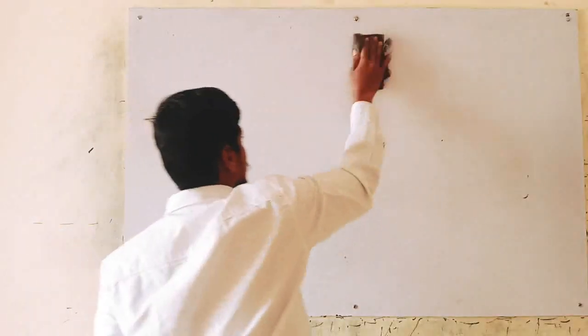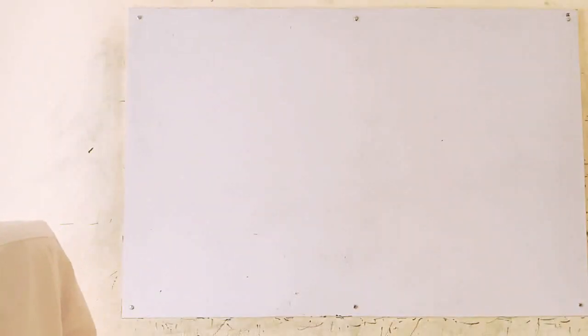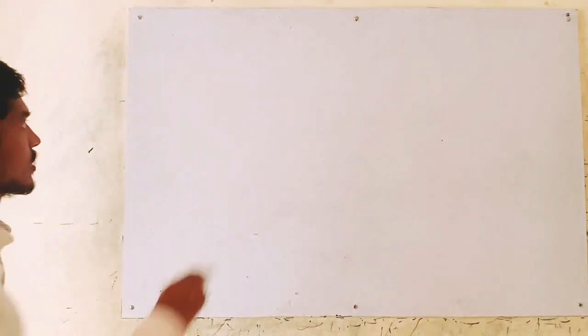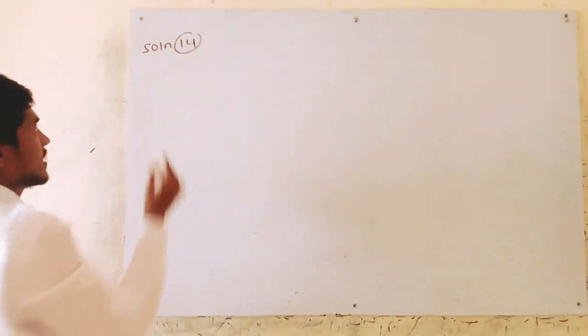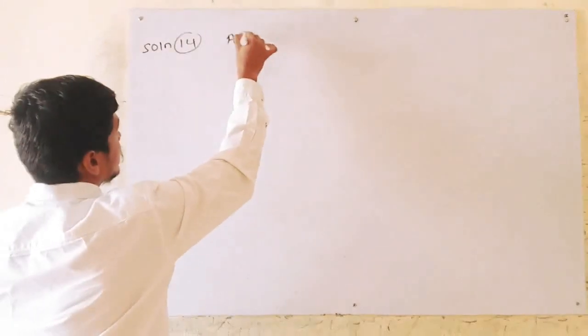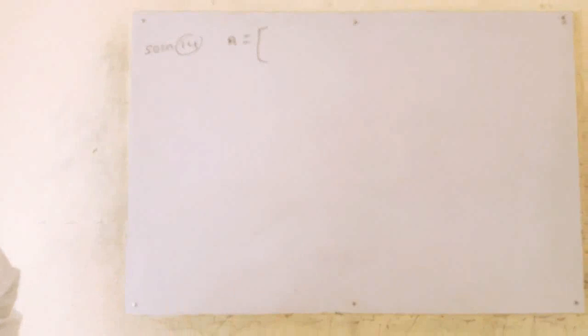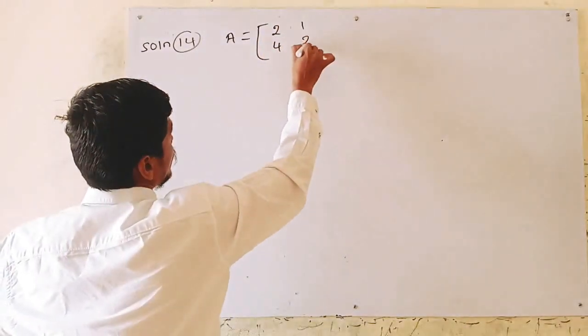Question number 14. Okay, students, see solution number 14. Again, take the given matrix as the A matrix. Let A matrix be 2 1 4 2.